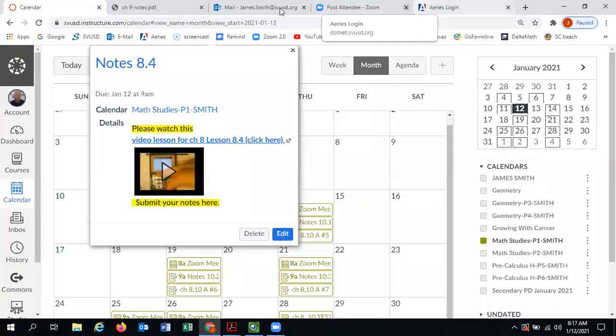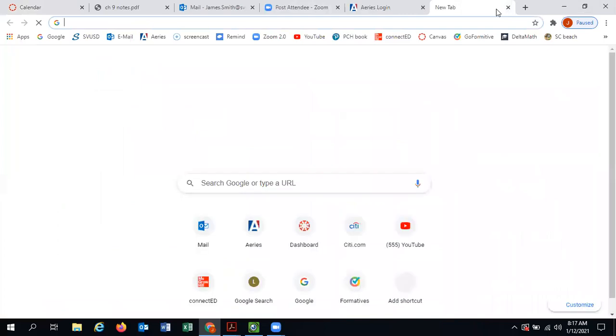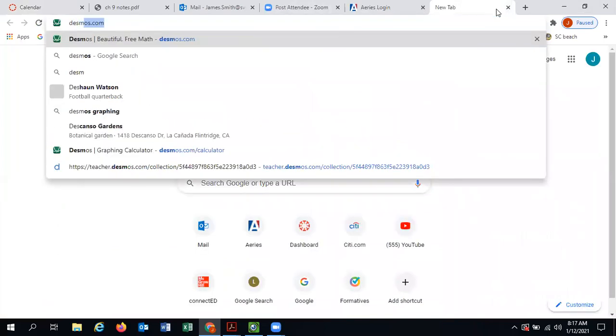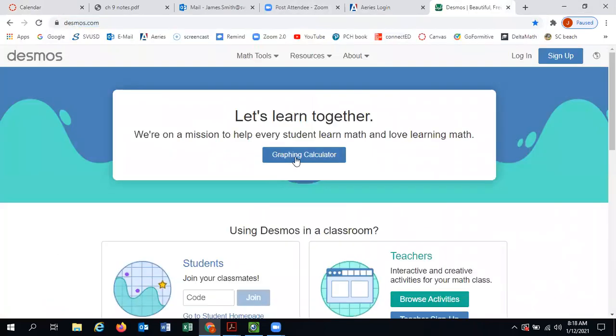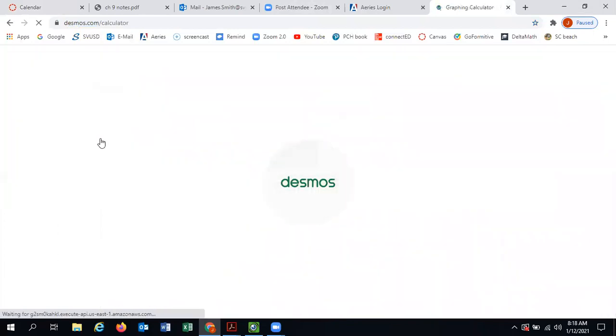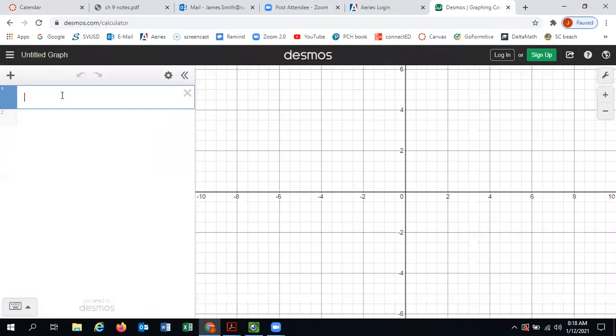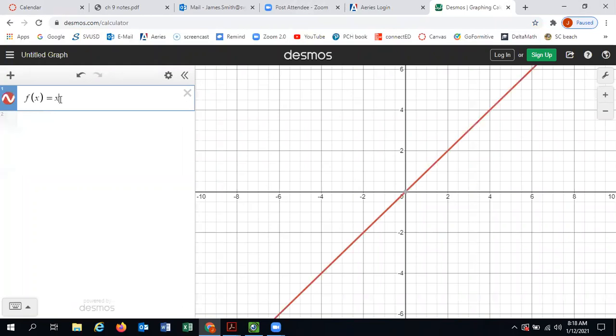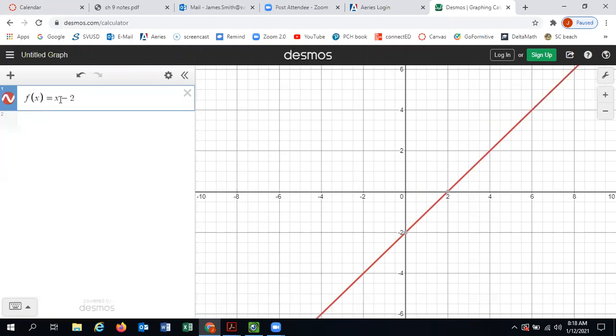We're going to open up Desmos, and we're going to make one graph for just x minus 2. So go into Desmos.com, click on Graphing Calculator. Remember, whenever you want to graph something, you have to start with f of x equals, and then type in your function. So in this case, we're doing x minus 2. And there's that graph, a nice linear graph. That would have been an easy one to do by hand.